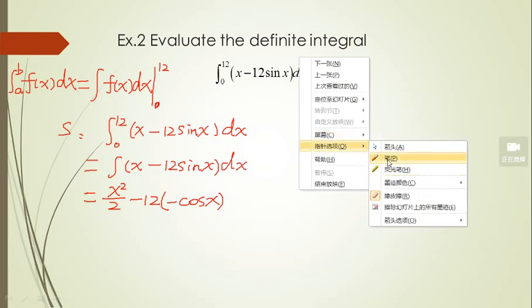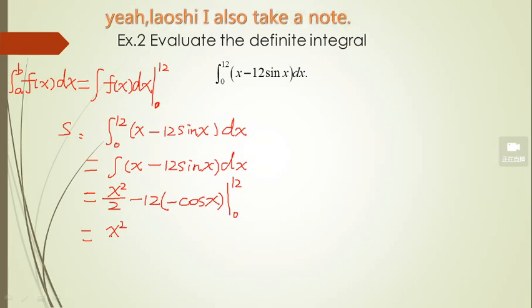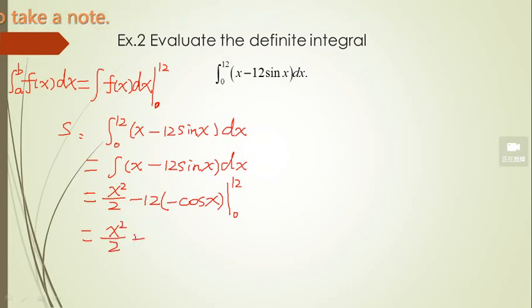Because we are going to evaluate the antiderivative at the two endpoints, 0 to 12. So that will be x squared over 2 plus 12 cosine x evaluated at A and B. Now let's write it. Okay, let's write it.